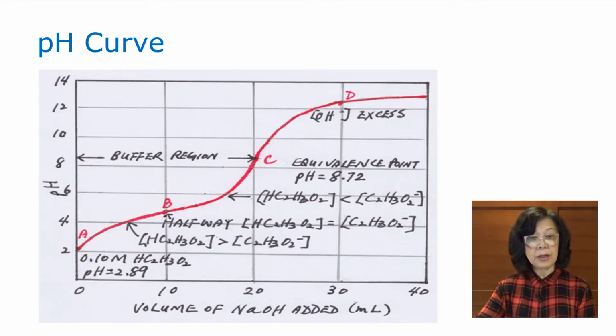at point A, we have the pH dictated by the ionization of the weak acid. At point B, which is halfway to the equivalence point, both the weak acid and conjugate base are equal in concentration. And then at point C, at the equivalence point, pH is in the slightly basic region, 8.72. Now there's a buffer region between point A and point C because you have both the weak acid and conjugate base present. From A to B, the weak acid is greater in amount than the conjugate base. But from B to C, the weak acid is in smaller amount than the conjugate base.